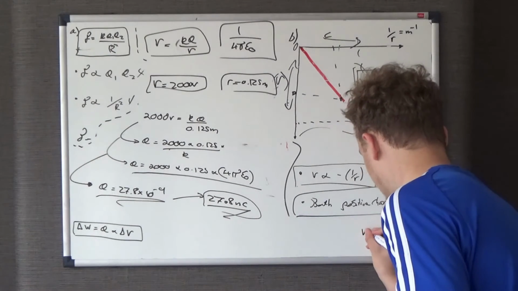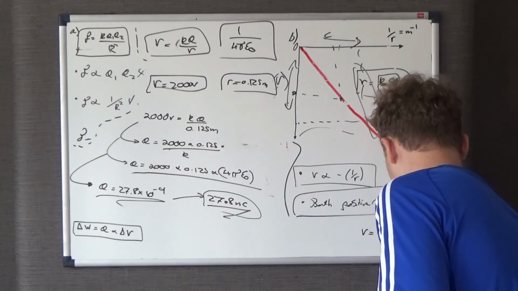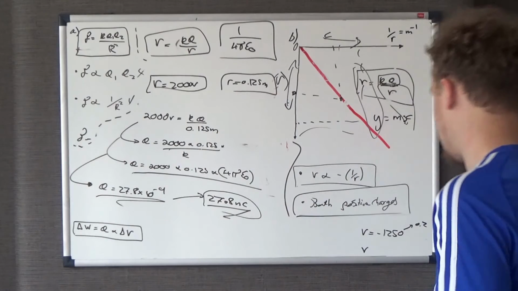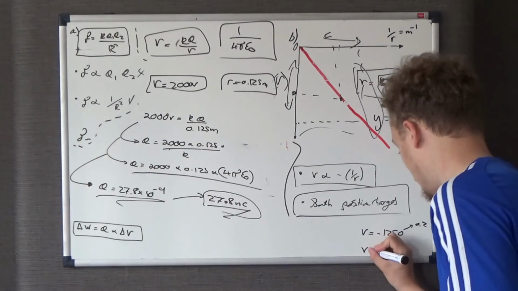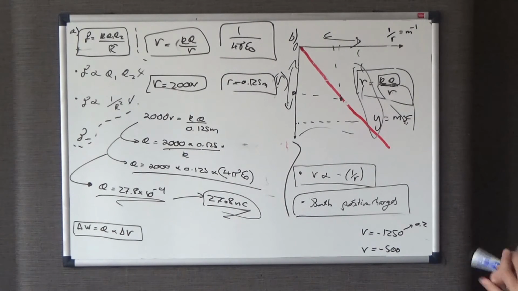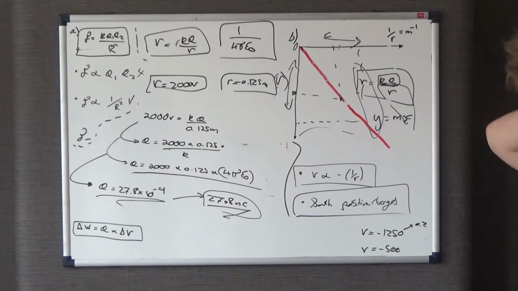The potential difference at 0.2 meters, as I say, was minus 1250. The potential difference at 0.5 meters was minus 500. Now, what we want to do is that's the potential difference before, that's the potential difference after. So quite clearly it has increased by 750. That's your change in potential difference. There's been an increase of 750 volts.